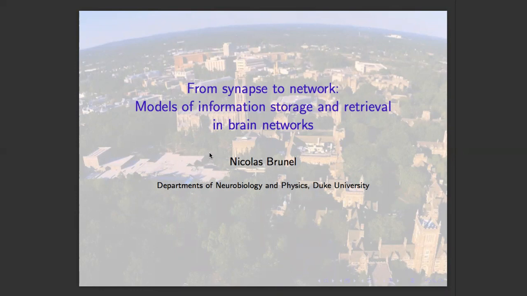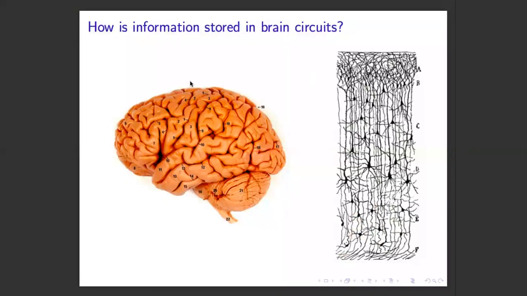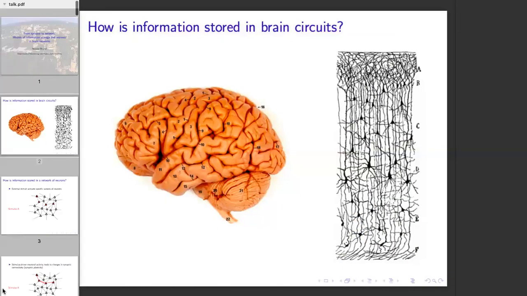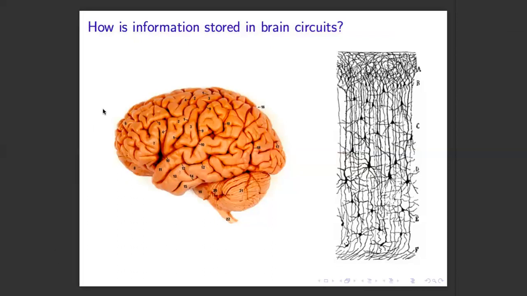So let's move to the talk. The topic of the talk will be about models of information storage and retrieval in brain networks. The question of how information is stored in brain circuits is one of the most fundamental questions in neuroscience. And of course, it's an extremely challenging question because of the complexity of brain networks. However, decades of research in neuroscience have led to the idea that information is stored primarily in synaptic connectivity between neurons.